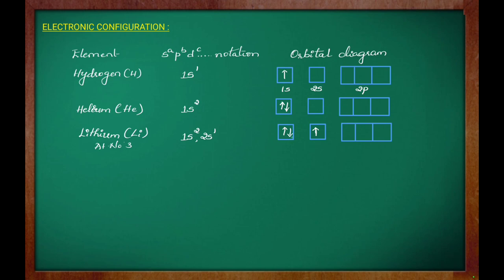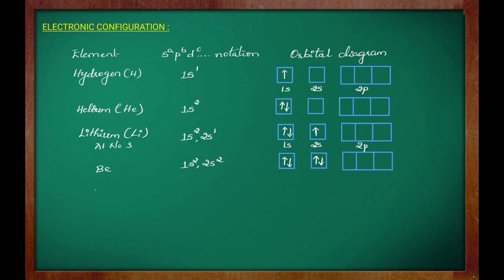Since one orbital can accommodate a maximum of 2 electrons, the third electron of lithium will go into the next orbital. So this 2s orbital can accommodate one more electron. That will be the case for beryllium. The symbol is Be. So the notation we write is 1s2, 2s2. Representing it in the orbital diagram, one electron is entering the first s orbital, one more electron is entering the same orbital, so two electrons are filled. The next electron is going to the 2s orbital and one more electron is going to the 2s orbital.